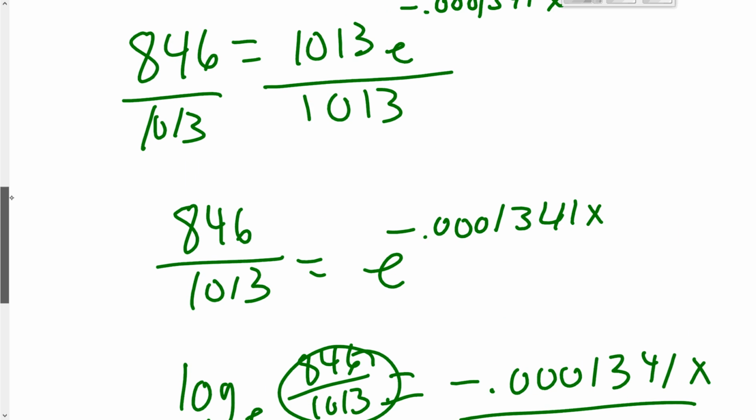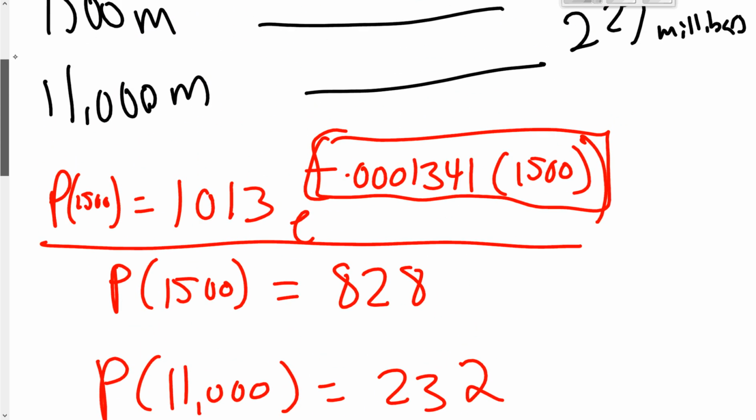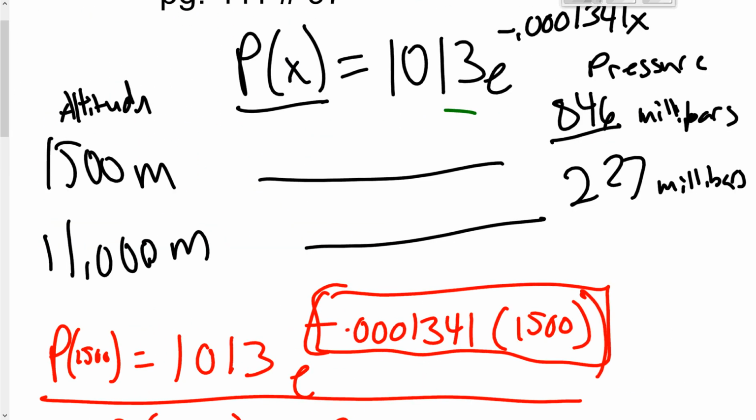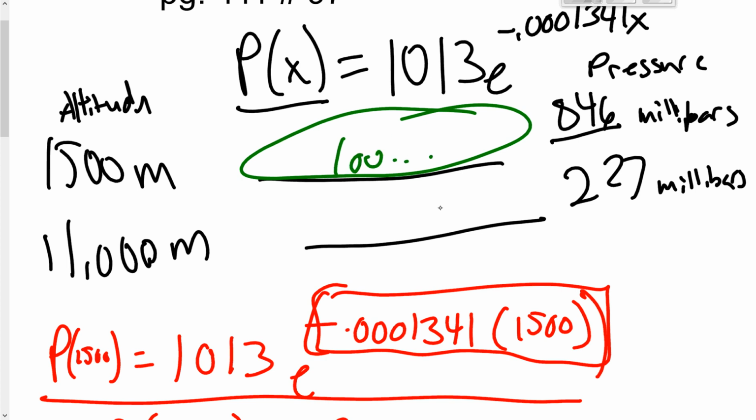So it's pretty close. It's 100 and something off. So these two are about 100 and something off, somewhere around 100, right? Okay, now let's do the one with 11,000.